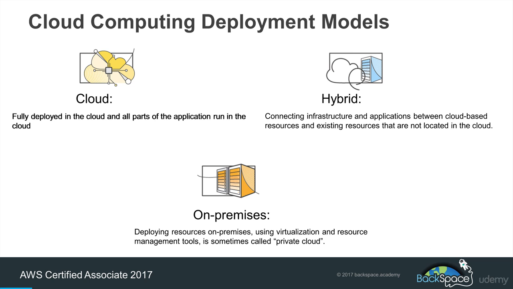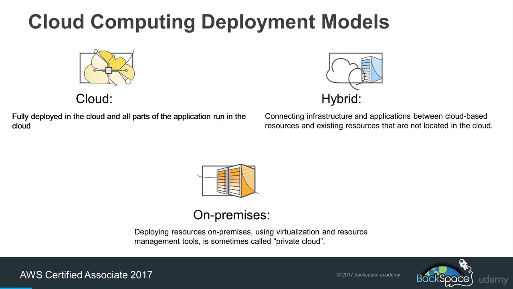There are a number of cloud computing deployment models, depending on whether we want to deploy 100% to the cloud or whether we want to take advantage of existing on-premises infrastructure as well. The first one is a fully cloud deployment, where everything is deployed in the cloud and all parts of the application run in the cloud. We have hybrid solutions, which connect the infrastructure and applications between cloud-based resources and our existing resources that are not located in the cloud.